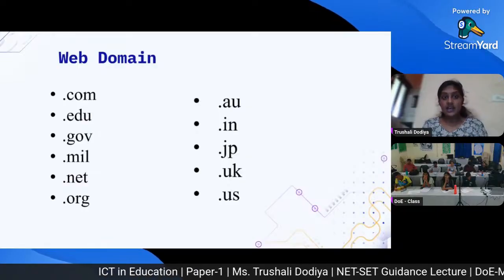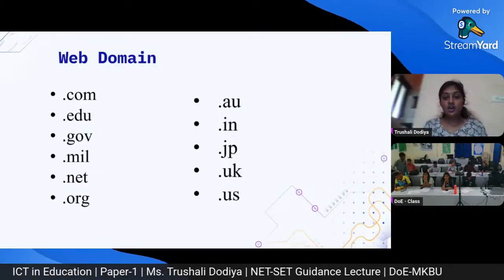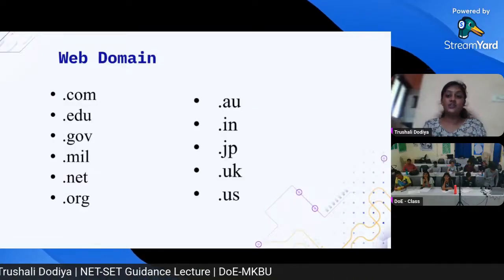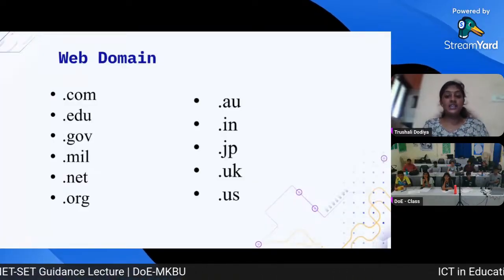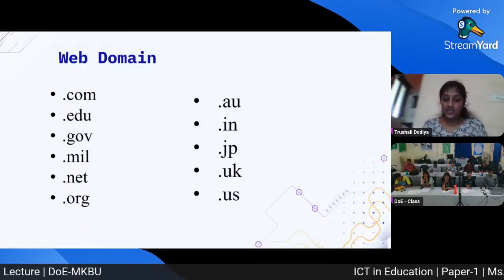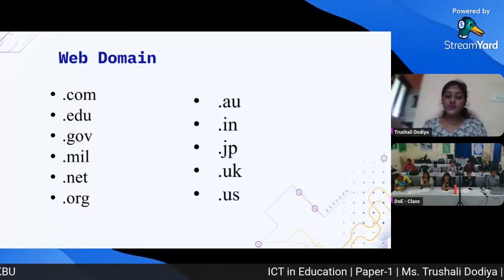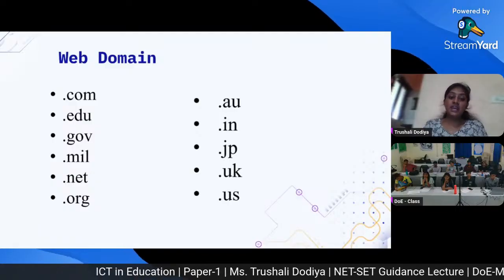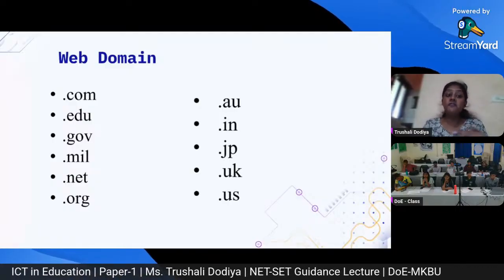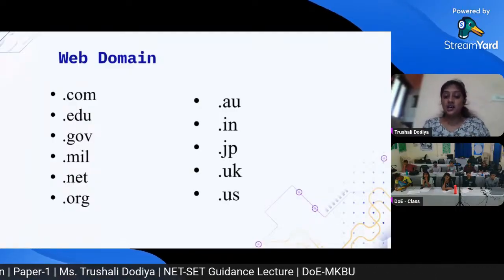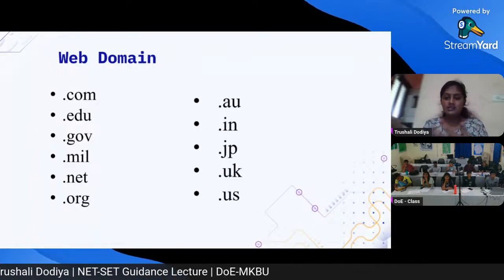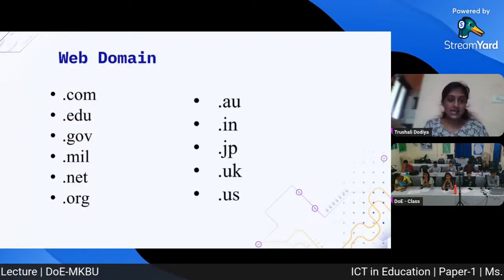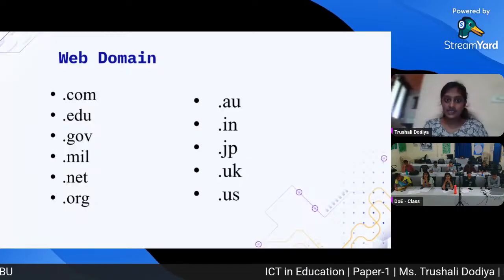Along with that, there are certain web domains like .in. So .in stands for India, .au stands for Australia, .jp Japan, .uk means United Kingdom, and .us. So this is how we can identify where a website belongs and for what use this website is prepared and created. So web domains are essential to understand.